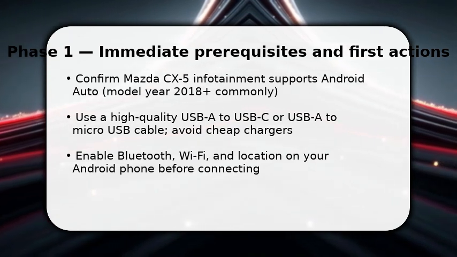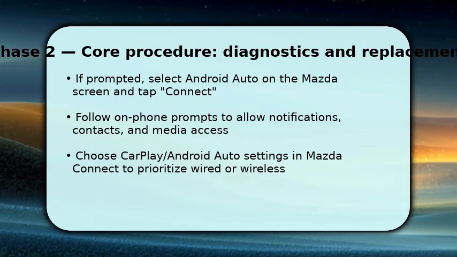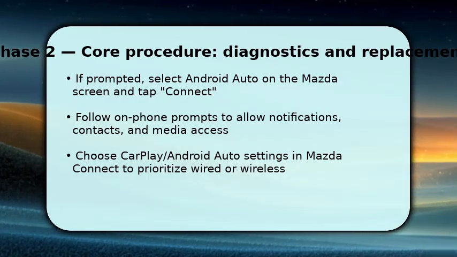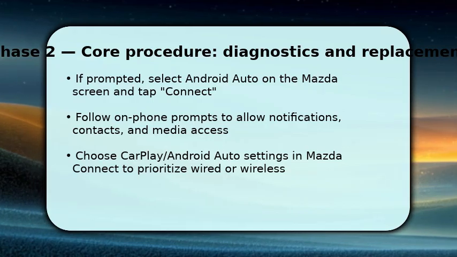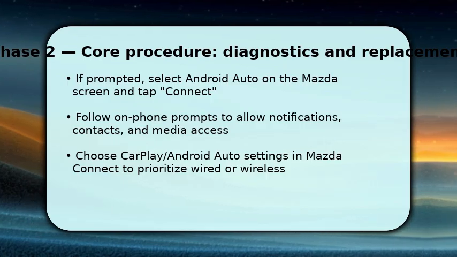Once the initial handshake appears, you complete the pairing and setup. Tap Android Auto on the Mazda Connect screen, then on your phone tap Accept for required permissions. This enables navigation, calls, and media to stream through the head unit.